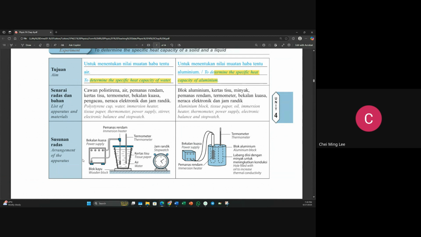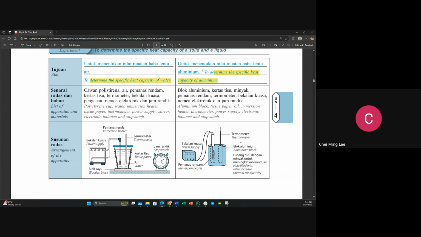So for water, you need a power supply and an immersion heater. Immersion heater means that the heater is like a rod which you just place in. Then you need a wooden block at the bottom, and the cup covered with tissue paper. Normally they use a polystyrene cup covered with tissue paper, and then close the cover on top, and a thermometer to get the temperature, and a stopwatch.